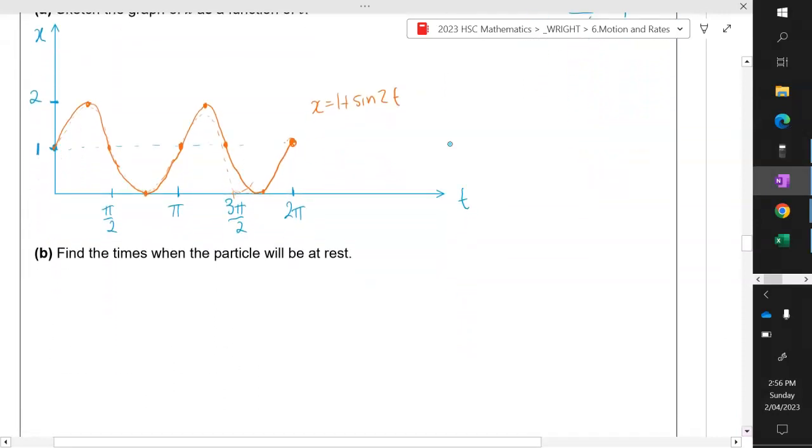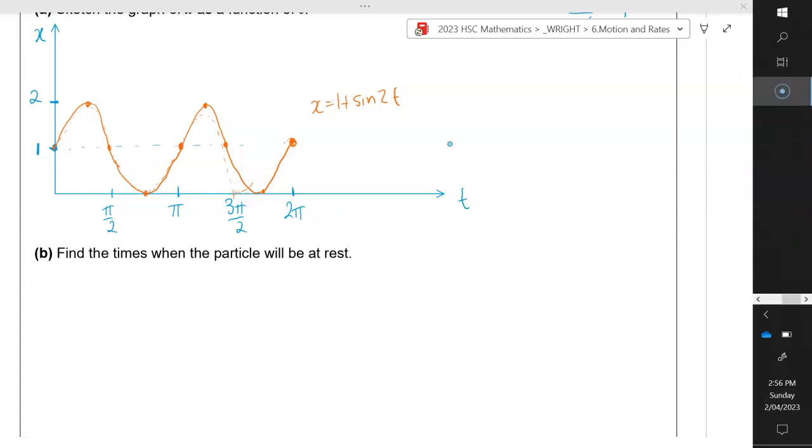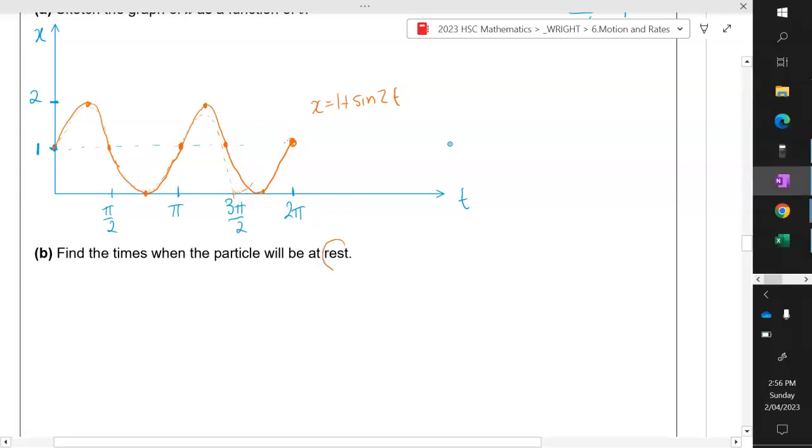Find the times when the particle will be at rest. Okay, so let's look at the language of that. What does that mean? So when something is at rest, that would mean that it is not moving. If something is not moving, it has no velocity. So we're looking for a time when there is no velocity.